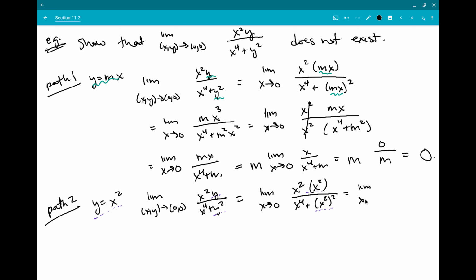So I've got the limit as x goes to 0 of x to the 4th over x to the 4th plus x squared squared, which is x to the 4th, or the limit as x goes to 0 of x to the fourth over 2x to the fourth. Those x to the fourths are going to cancel out, and that's just equal to 1/2.